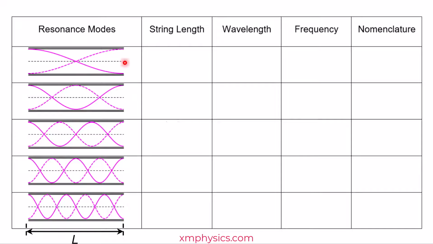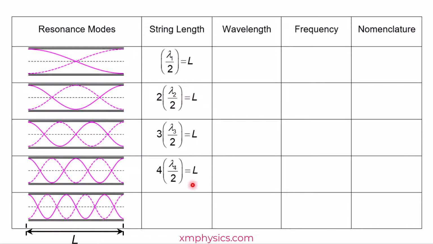So for this one, we are looking at half a wavelength being equal to the length of the pipe. Remember, antinode to antinode is half a wavelength. For this one, we have 2 half wavelengths being equal to L. Next one, 3 half wavelengths, then 4 half wavelengths, and 5 half wavelengths. Now, in terms of lambda 1, so lambda 1 is this guy's wavelength, yeah? In terms of lambda 1, this guy's wavelength will be half lambda 1. And this will be 1/3 lambda 1, 1/4 lambda 1, and 1/5 lambda 1.